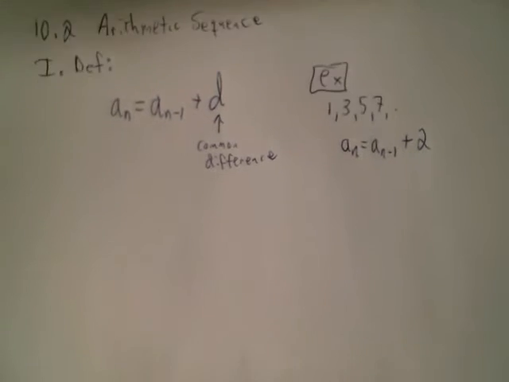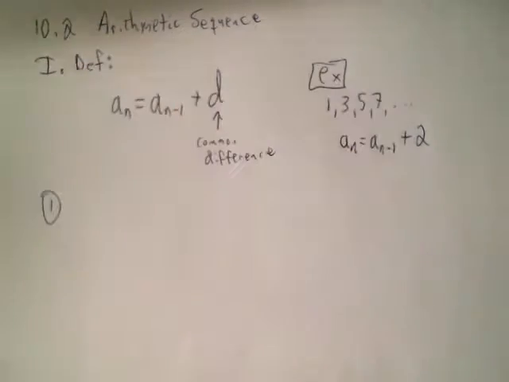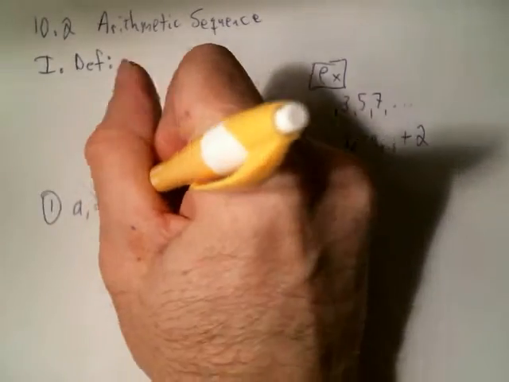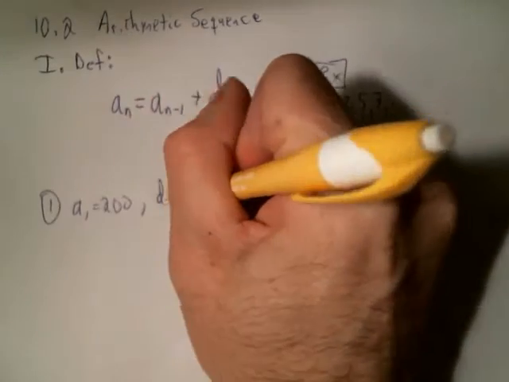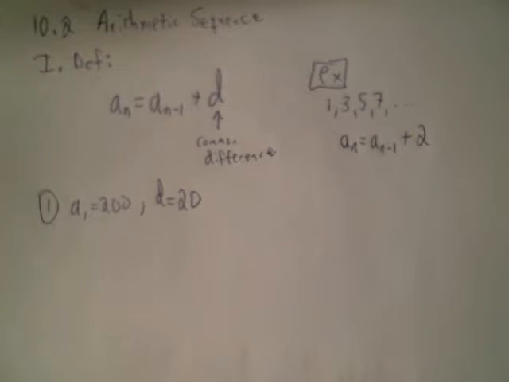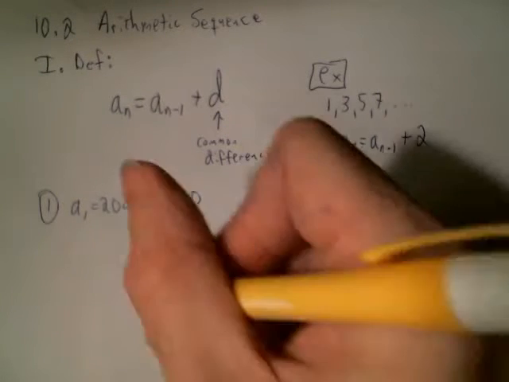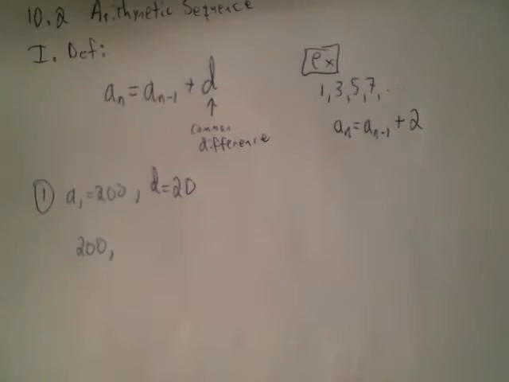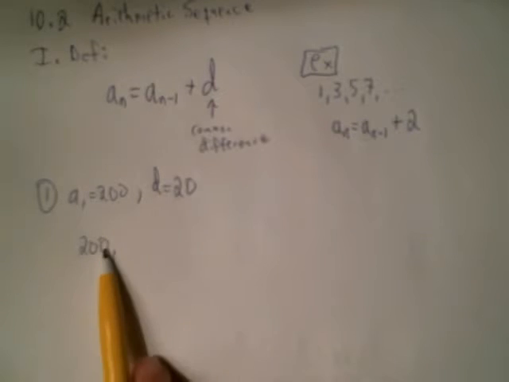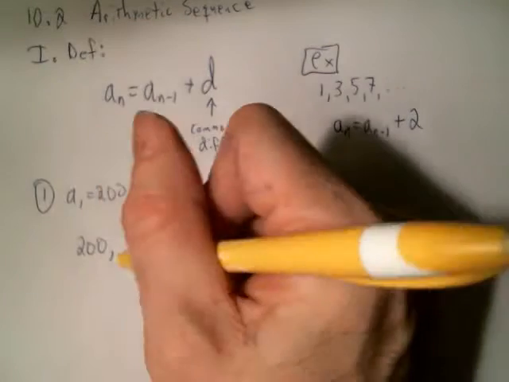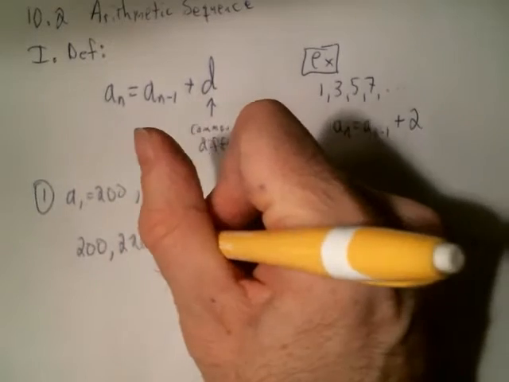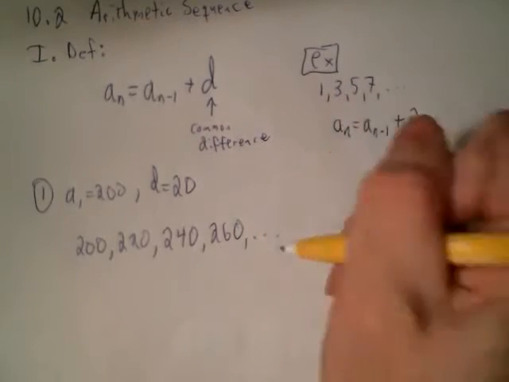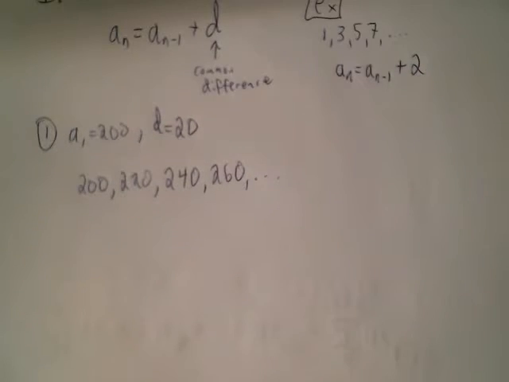Very simply. Okay, so let's look at maybe what the book is doing here at this point. Problem 1, they give you a sub 1 is 200, and the common difference is 20, and they want you to produce the first 4 terms of the sequence. Of course a sub 1 is 200, and then to get to the next one, you just add 20 to the one before it. So the next guy is 220, and then the next guy must be 240, and then 260, and on and on. So pretty simple.